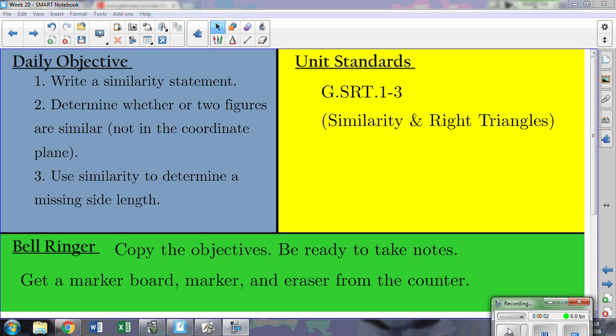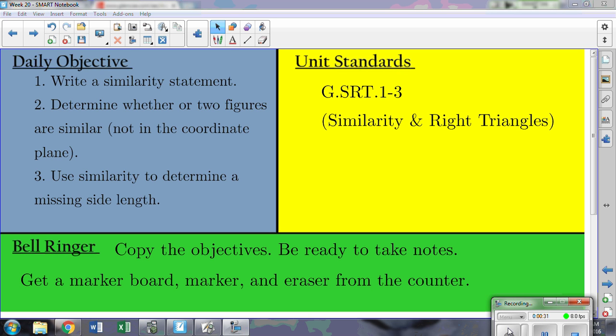In this video, we are going to address similarity and right triangle standard number 2, which basically is, I know what similarity is and I can use it. We know that similarity means same shape, different sizes. And so to investigate that standard of same shape, different sizes, we have 3 objectives.